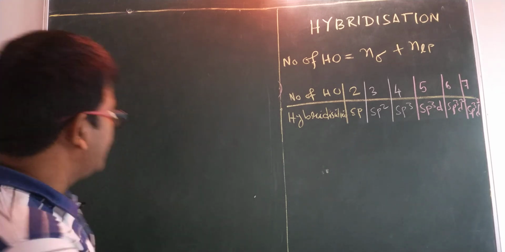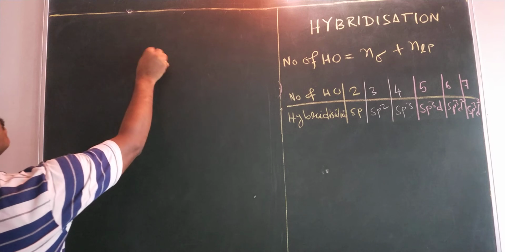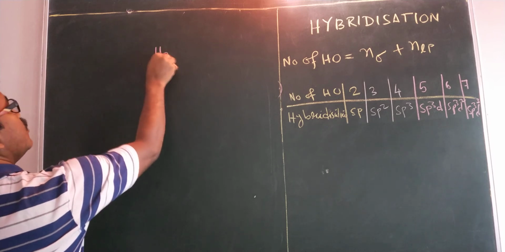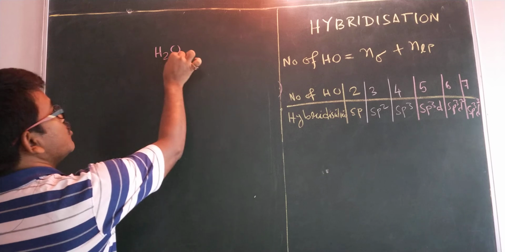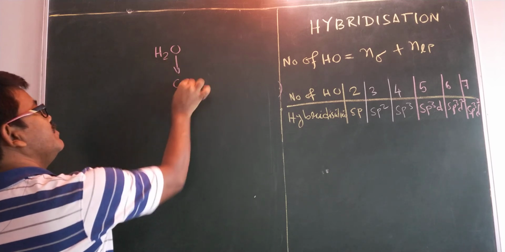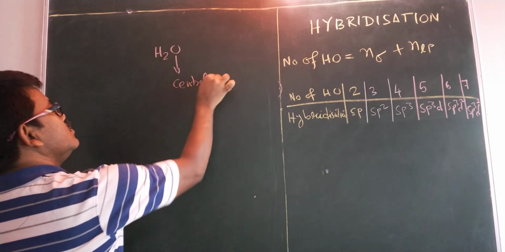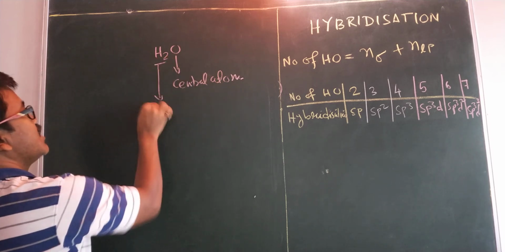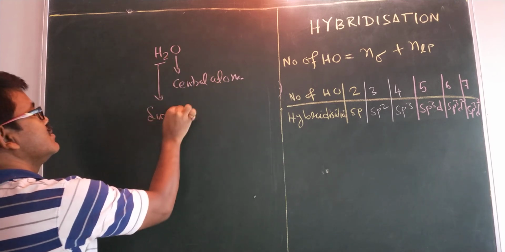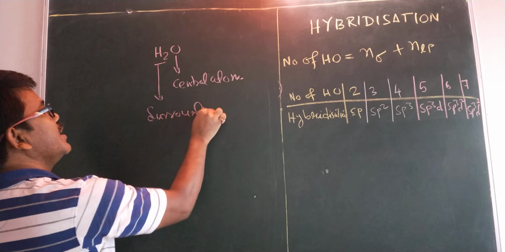Suppose there is a water molecule. In the case of a water molecule, this oxygen is called the central atom, and these hydrogens are called surrounding atoms.